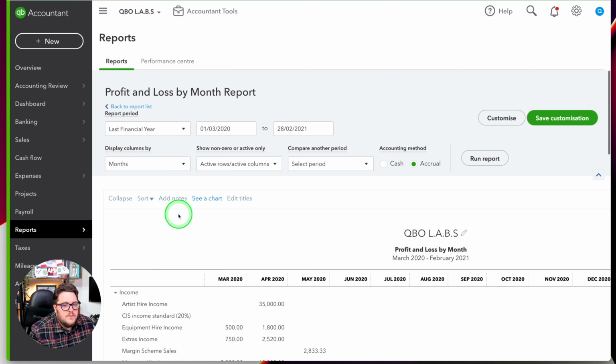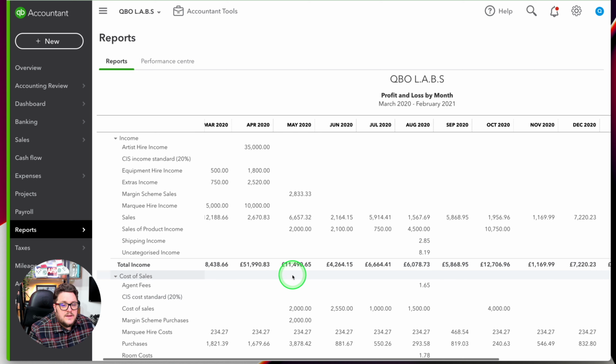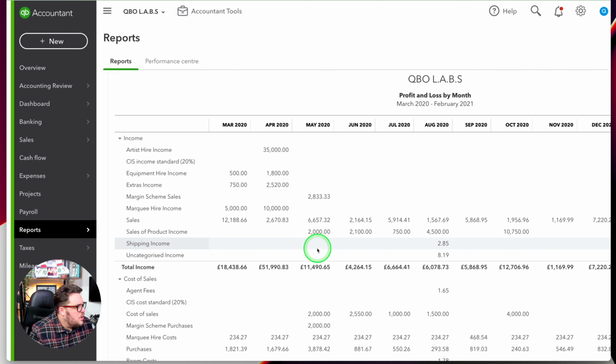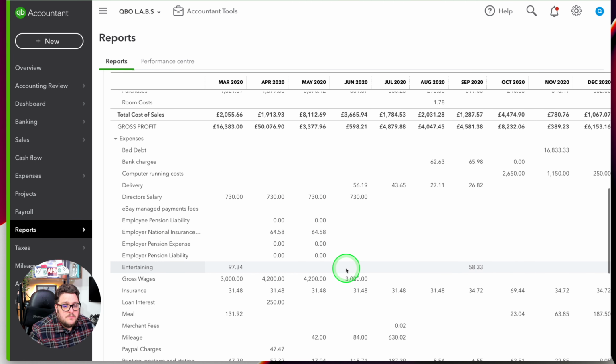My next tip is go into your profit and loss by month. I love this report. Profit and loss by month, especially if you do your last financial year and run report, gives you an opportunity to see your profit and loss on a month-by-month basis, which means you may be able to spot some differences.